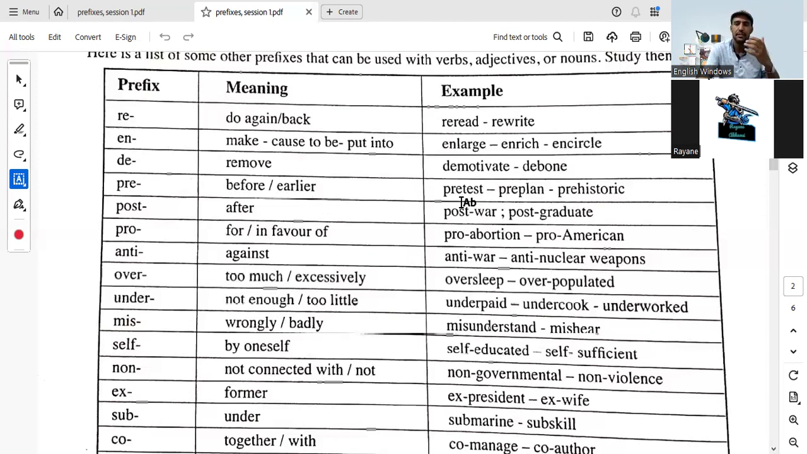As in pretest. Pretest, it's a test that we execute or conduct before, maybe a certain process or treatment or an operation. That's called a pretest, right? We got a pre-plan, right? Pre-plan, it means you have to plan before, right?